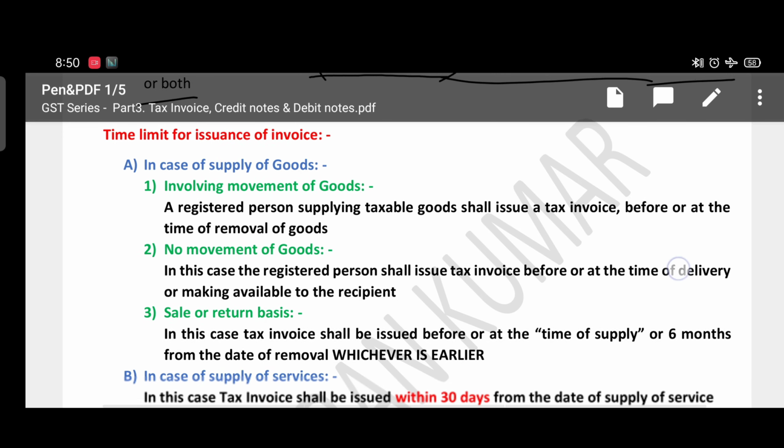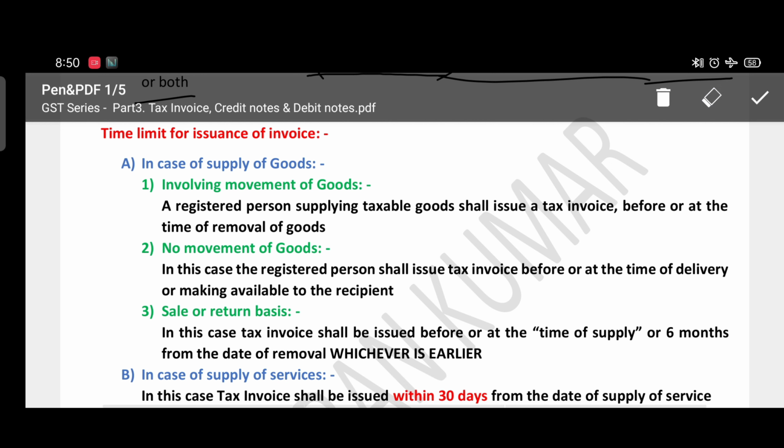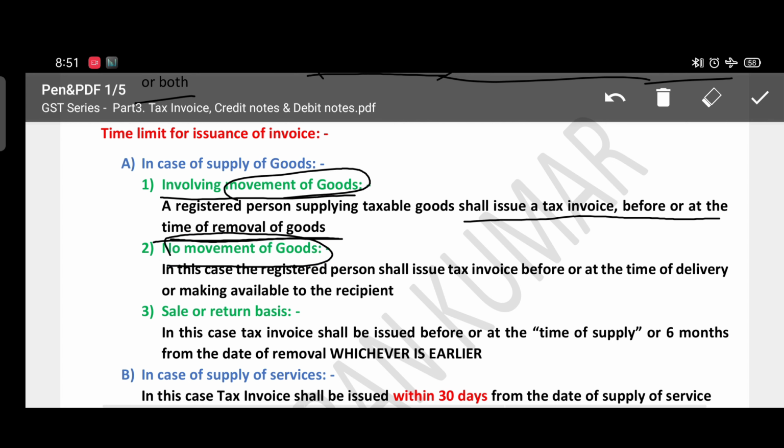In case of movement of goods, the registered person shall issue a tax invoice before or at the time of removal of goods. This is in case of movement of goods. When there is no movement of goods, then the registered taxpayer shall issue a tax invoice before or at the time of delivery or making available to the recipient.